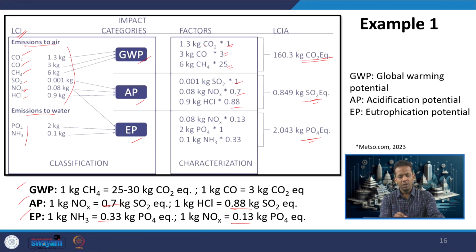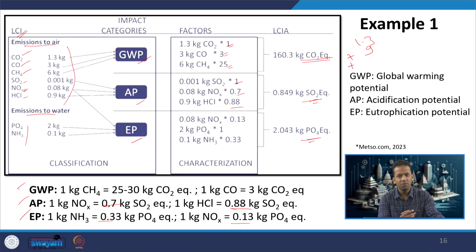So, 1.3 is the CO2. So, we will have 1.3 plus 3 kg CO, and the impact factor, the characterization factor, is 3. So, 3 into 3 is 9, plus 6 kg methane, okay, and methane's global warming factor is 25. It can be anything between 25 to 30. So, here it is 25.